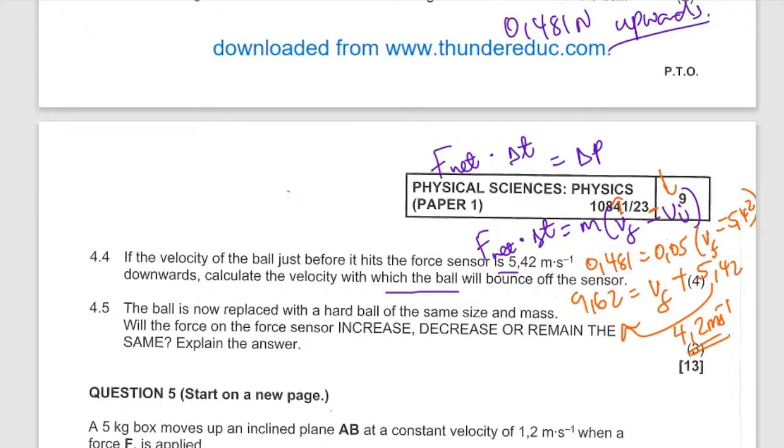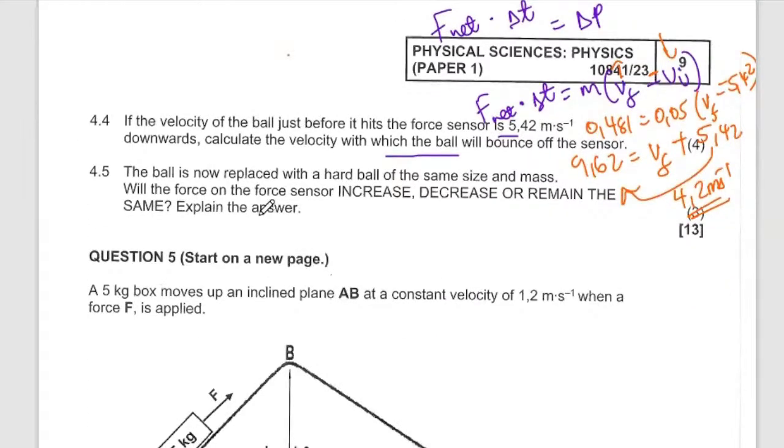Then 4.5, we've been told that the ball is now replaced with a hard ball. Remember, the previous one was a soft ball. A hard ball of the same size and mass. Will the force on the sensor increase, decrease, or remain the same? With the soft ball, we know that it will tend to take more time in contact with the sensor, whereas with the hard ball it takes less time. So in this case, it's going to increase.